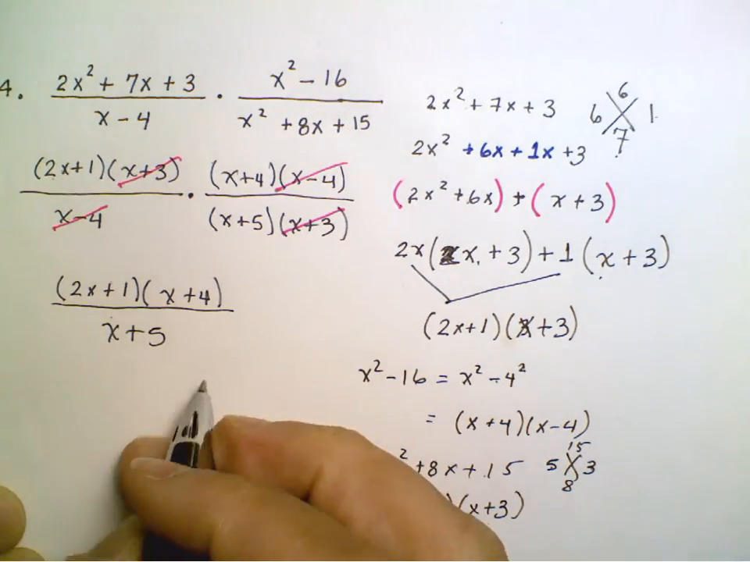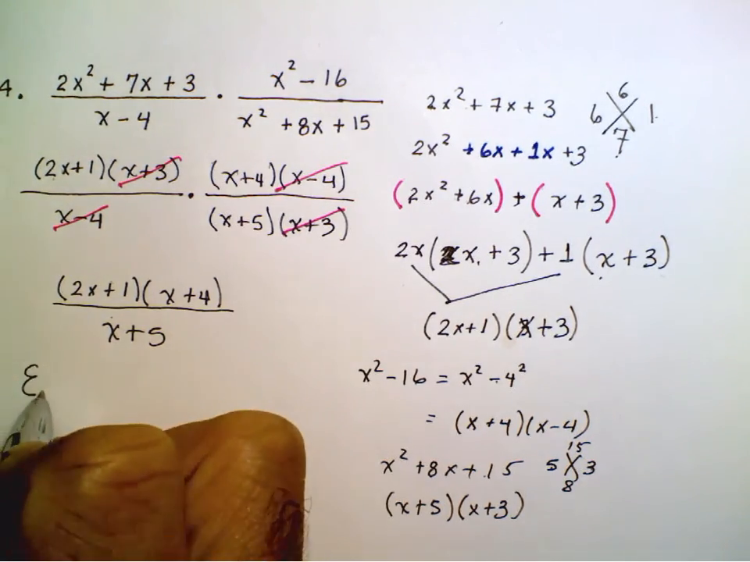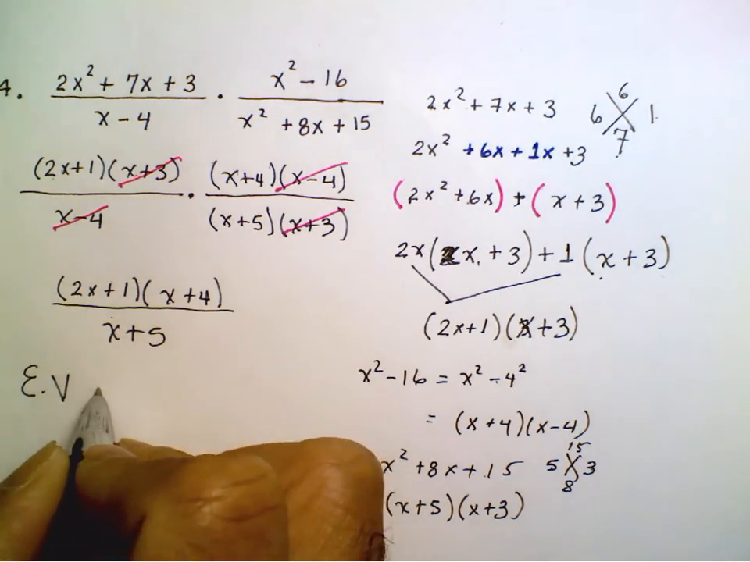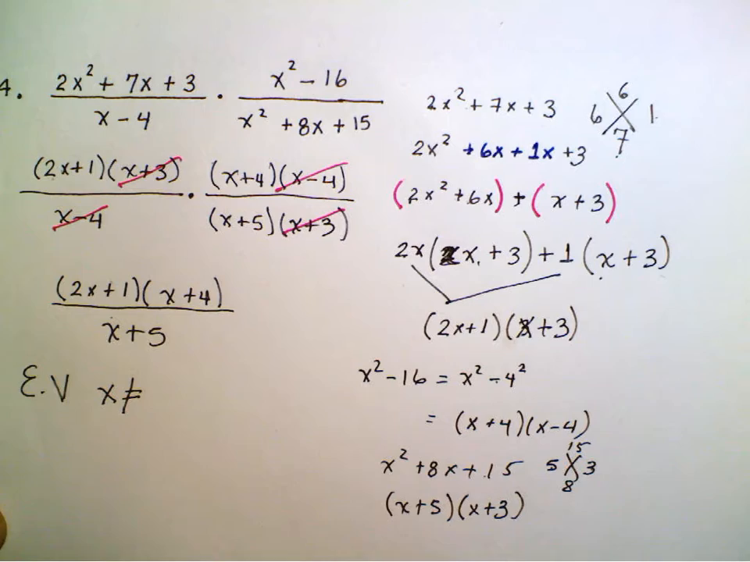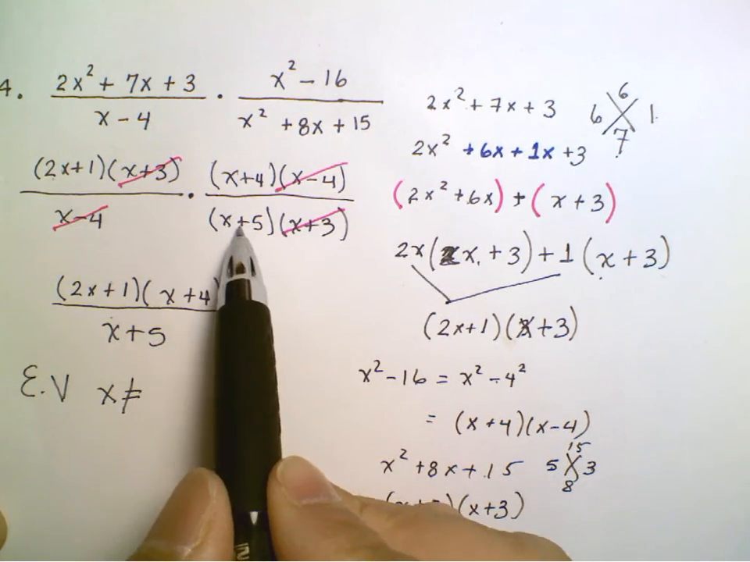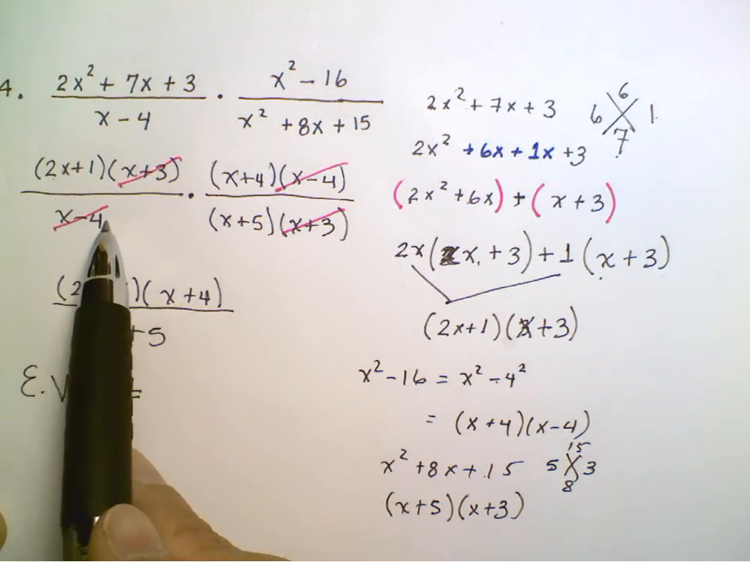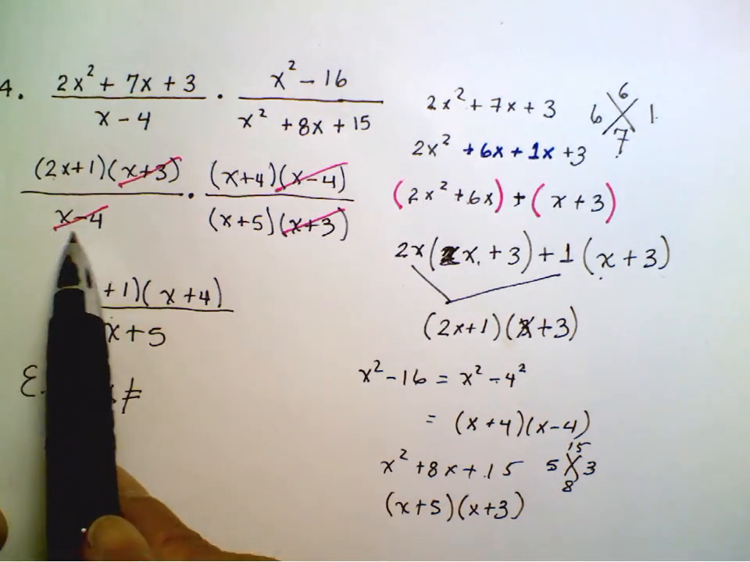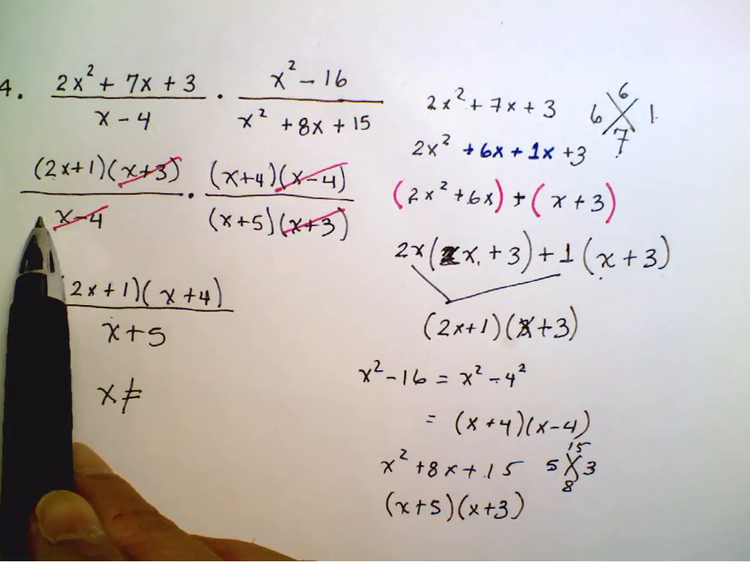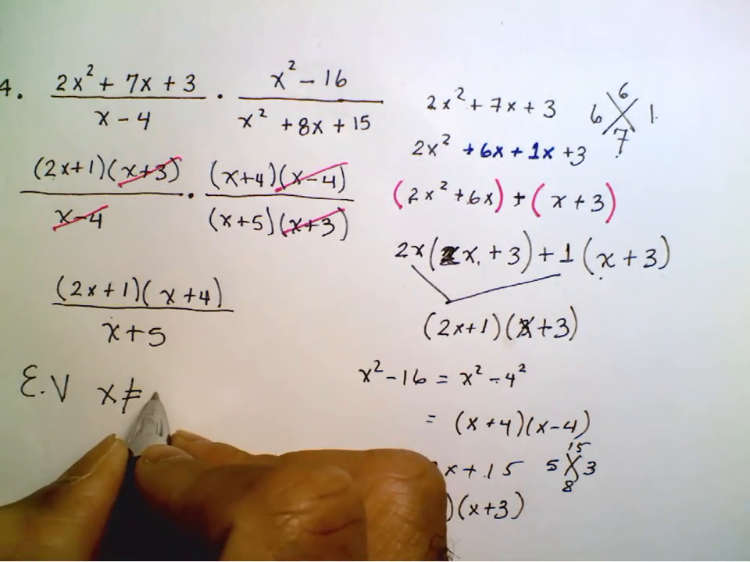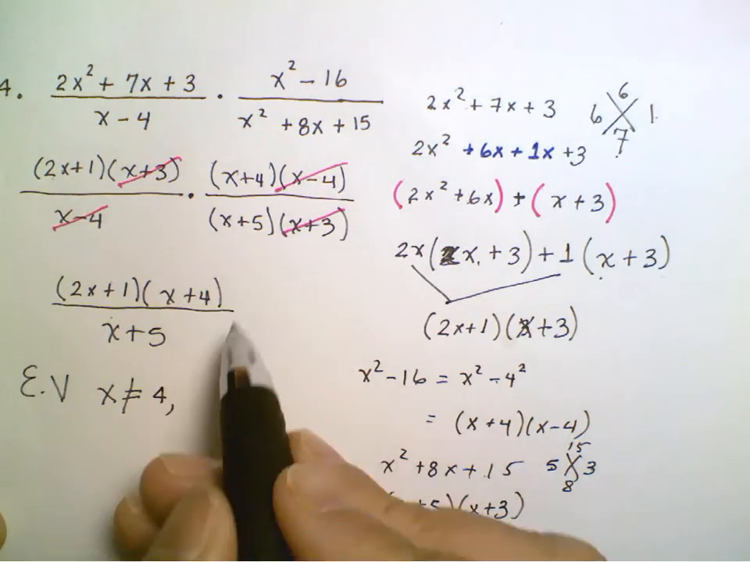Don't forget to calculate the excluded values, or when x is different than the number that will make this expression 0. But I'm going to take a look into this expression here. So I have x minus 4. So which number will make this expression 0? It would be 4. 4 minus 4 is 0. So I have 4. Then I have x plus 5.